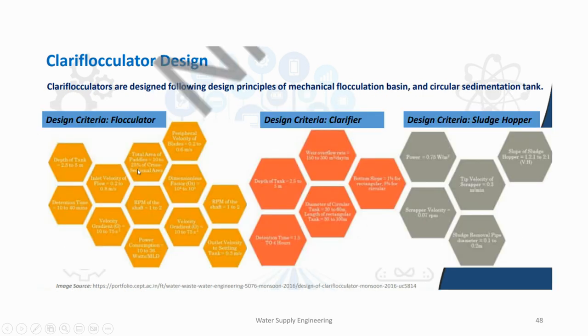So when it comes to the design of a clariflocculator, the flocculation basin and sedimentation tank have to be properly designed. There are separate design criteria for the flocculator, the clarifier, and lastly the sludge hopper where the sludge is deposited. These slides are already available in the lecture videos as well.